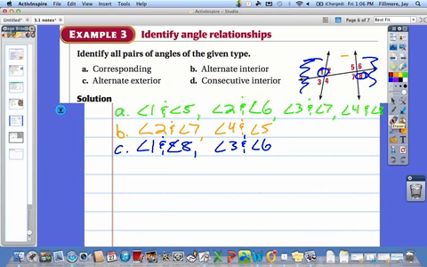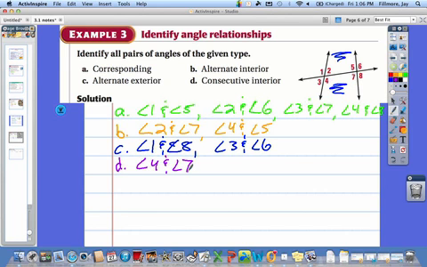And for part D, to finish it up, consecutive interiors. They're on the inside, because they're the interior angles, and they're consecutive, so the same side of our transversal. So same side interiors, 4 and 7, and 2 and 5. Angle 4 and angle 7 are on the same side of the transversal and on the interior, and then angle 2 and angle 5. Same side of the transversal on the top, and they're on the inside of our two lines.